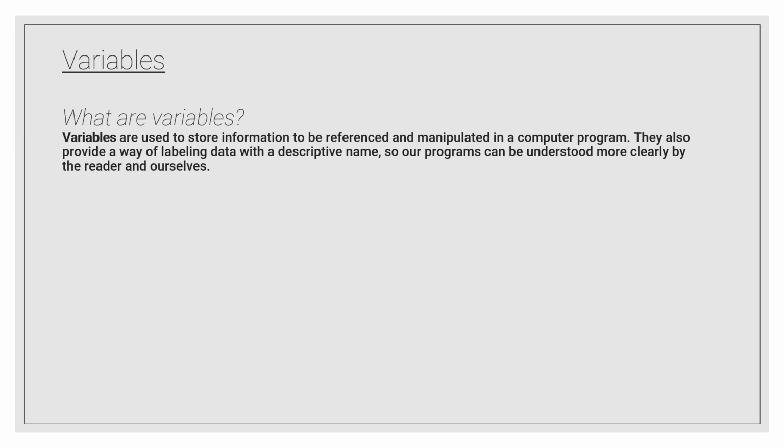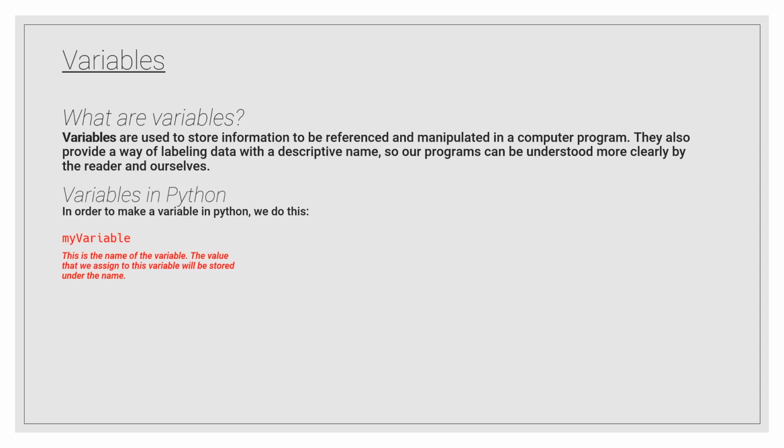Now let's talk a bit about variables. What are variables? Variables are used to store information and to be referenced and manipulated by a computer program. This may be quite difficult to understand, but it gets easier later. In order to make a variable in Python, we do the following. First, we give the variable a name. I'm going to call it my variable.